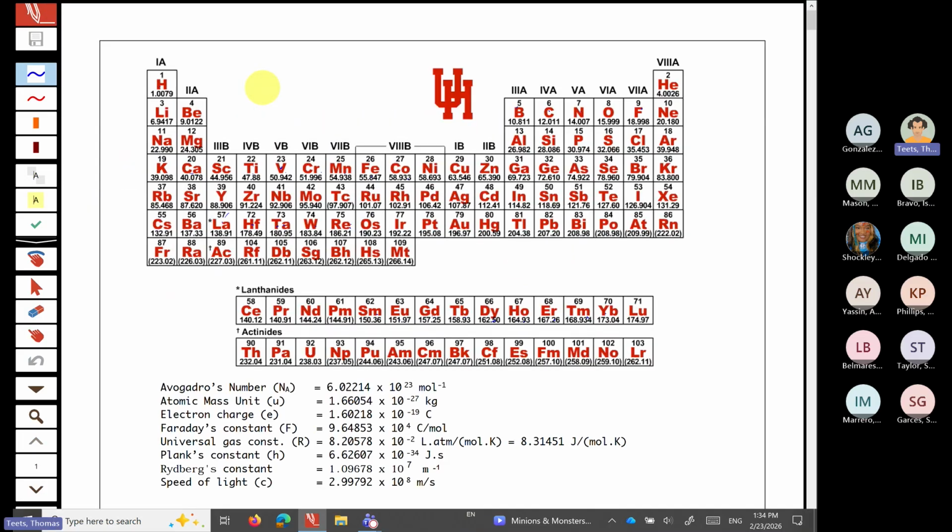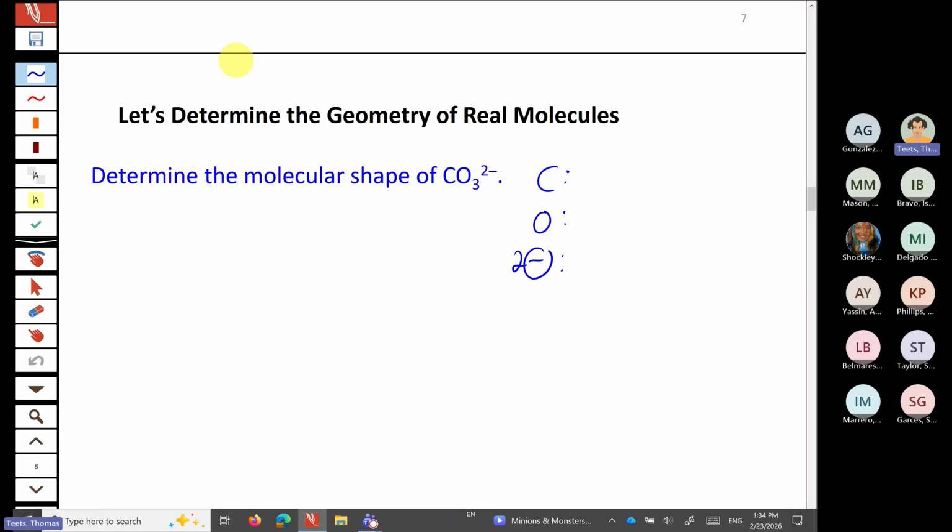All right, we've seen these a lot already, but carbon is group 4, 4 valence electrons. Oxygen group 6, 6 valence electrons. So that's how we're going to total those. 4 from carbon, 6 from each oxygen, but there's 3 of them in the formula. And then 2 extra electrons because of the 2 minus charge. So 24 electrons total.